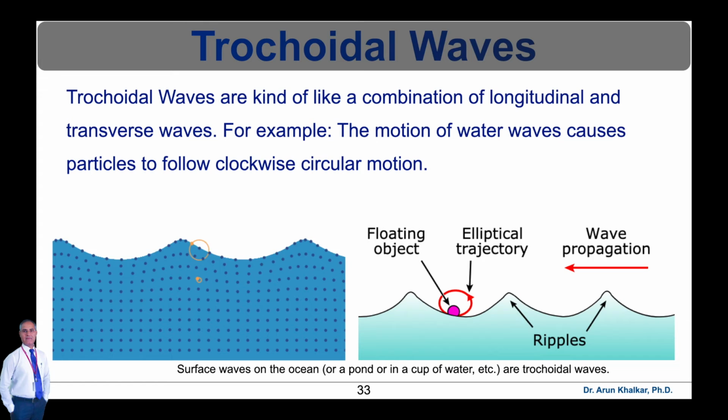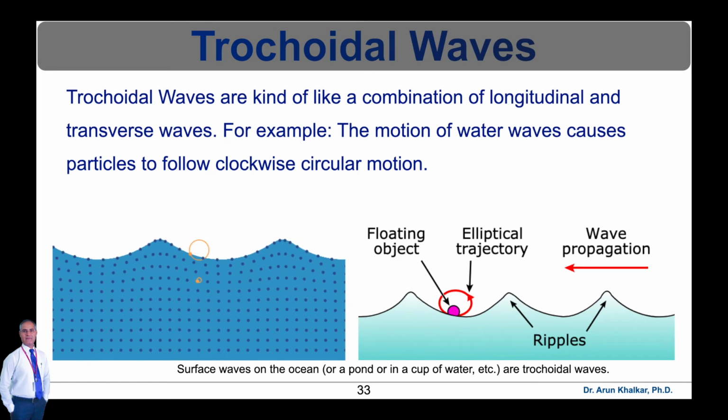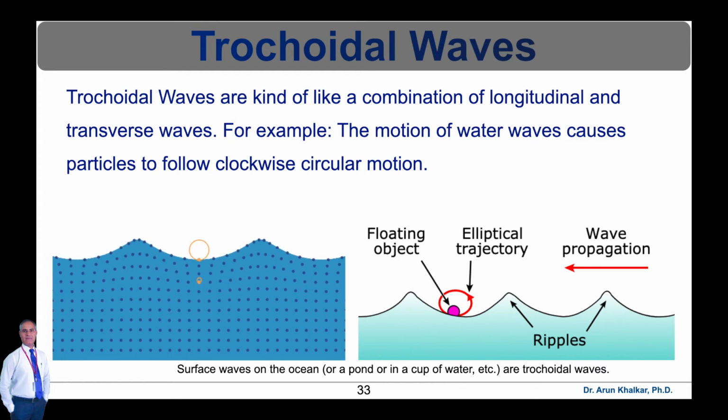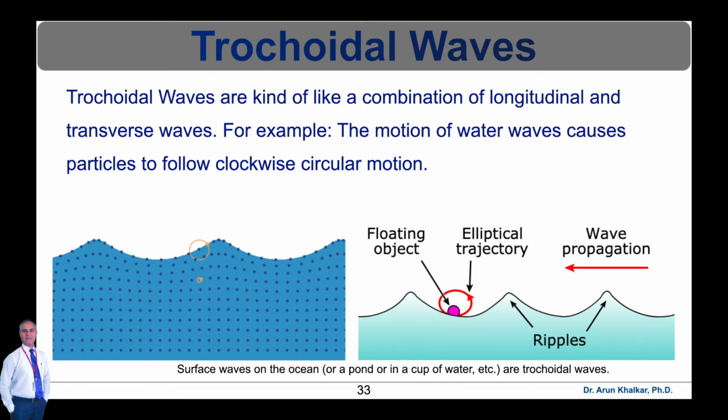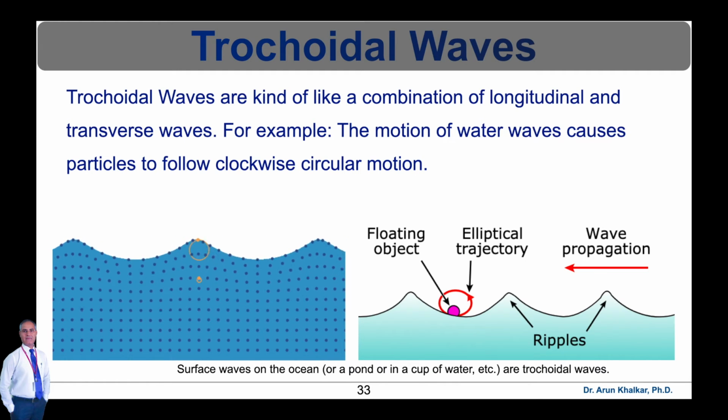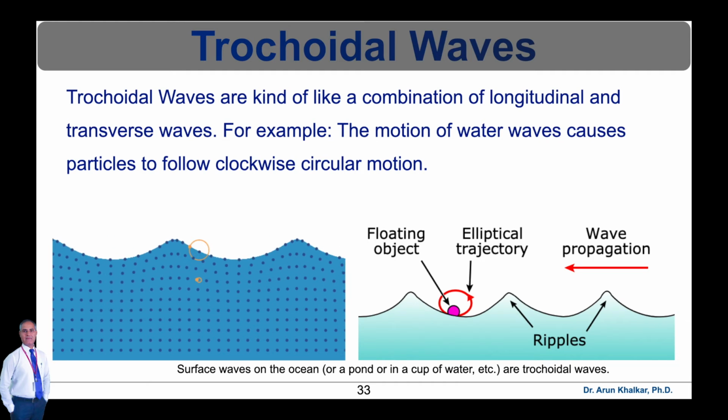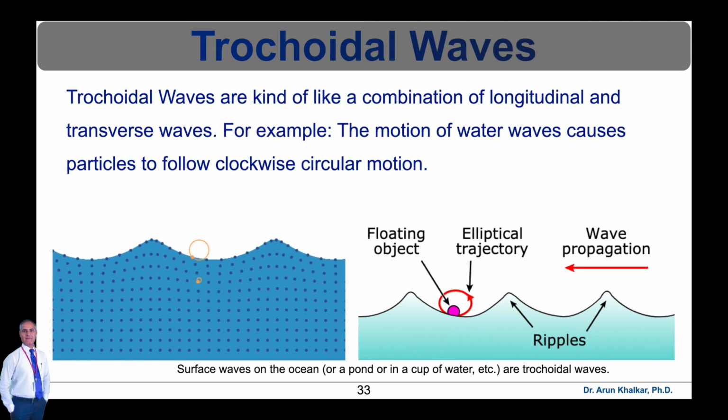So here is one floating object and the elliptical trajectory it shows. So this is the wave propagation on the surface of the ripples. So surface waves on the ocean or a pond or in a cup of water, etc. are trochoidal waves.